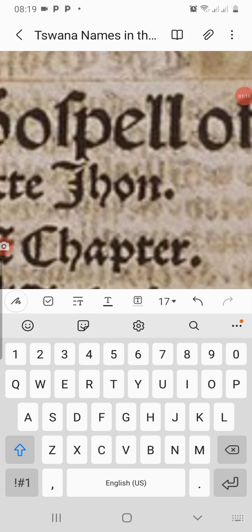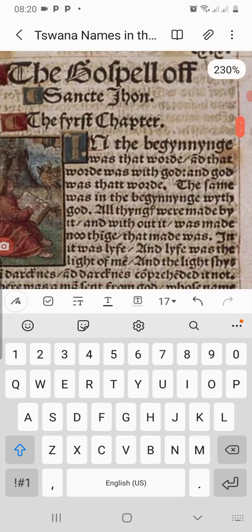The Tswana, Sotho, Bantu names have meanings. If you look at YHON, it sounds like Yohano. That would be the proper name for John. This is Yohano.